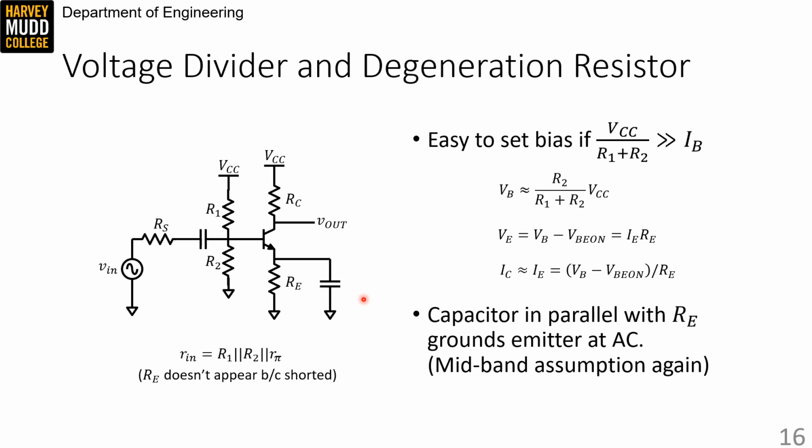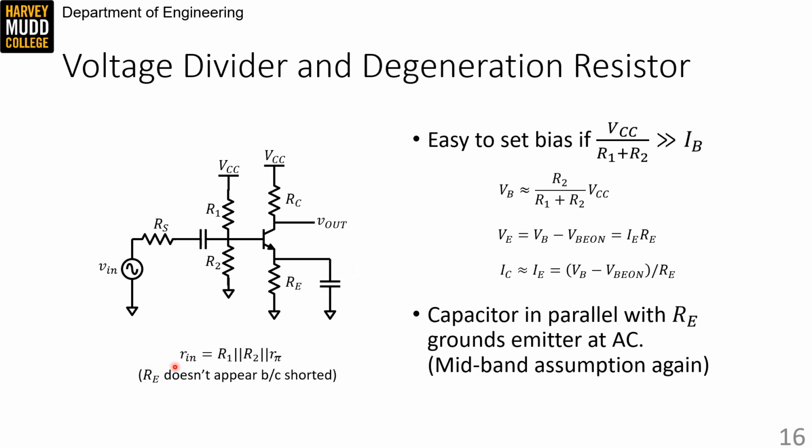This works well, but again, it only works for a certain range of frequencies. We need this capacitor to be short at the frequency we're doing our analysis, but we don't want other parasitic capacitors kicking in. So this is just the mid-band assumption again, the same thing we rely on with AC coupling.